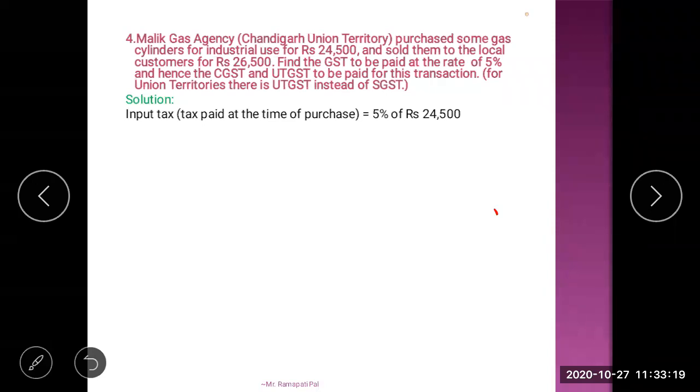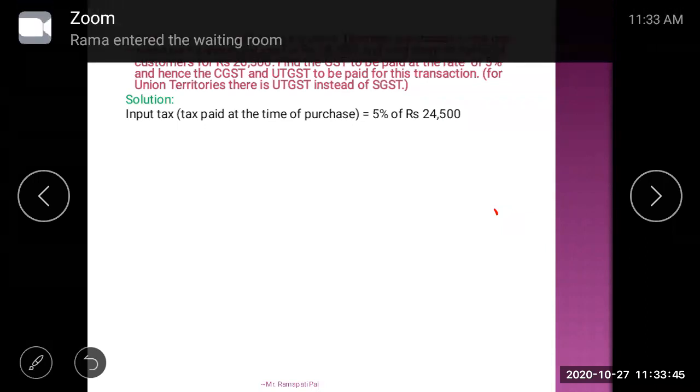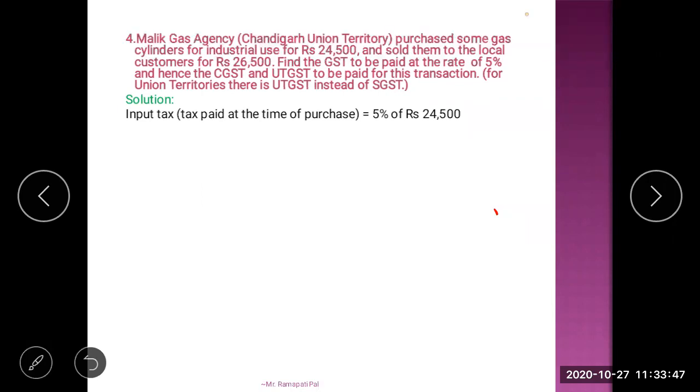Now output tax. So we will calculate first 5% of 24,500. 5% means 5 upon 100 into 24,500. The zeros will be cancelled. So what will remain? 5 into 245. That is 1,225. Yes, many of you have given the correct answer. Very good. I'm happy that maximum students, 20 to 25 students, are replying at a time. Very good.